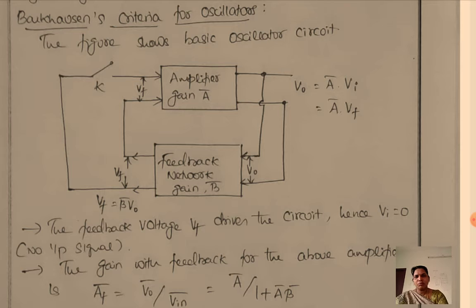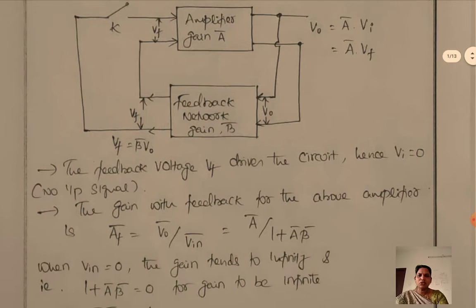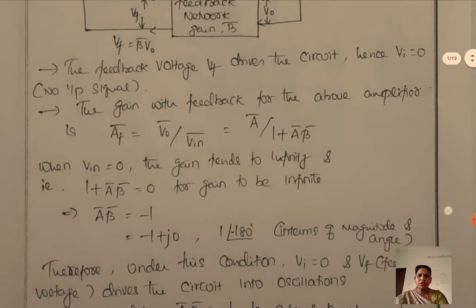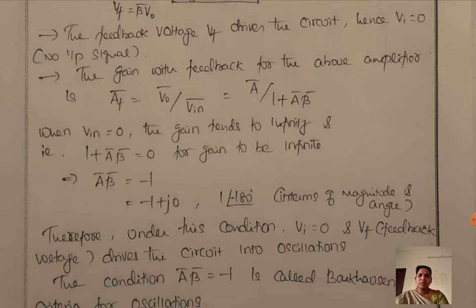This is again fed in phase with the amplifier input stage. When the input as well as this feedback are both in the same phase, then we can say that it is under positive feedback. Here the gain is represented as AF equal to V0 divided by Vin, and we can write the gain of the positive feedback amplifier as A divided by 1 plus A beta. This equation we have already derived in the voltage feedback amplifiers.